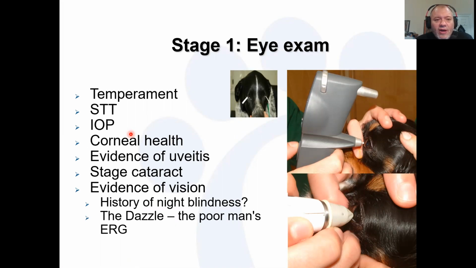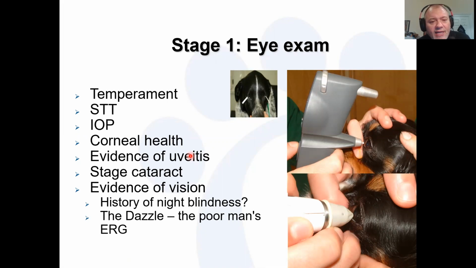So the first thing would be a full eye exam after a full clinical exam, which for us would include cystocentesis to look for occult UTIs, bloods, and conjunctival cytology and culture to assess the bacterial flora. During the eye exam, we assess temperament, look at tear production, intraocular pressure, and look at the cornea very carefully because there's lots of drops after surgery. We want to know if there's any uveitis, both chronic and acute.